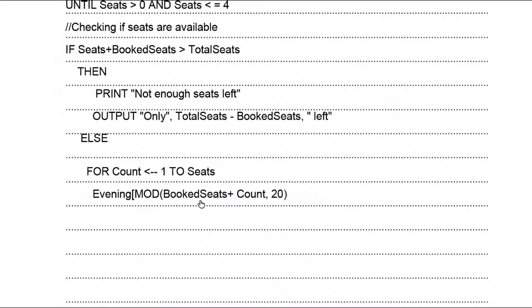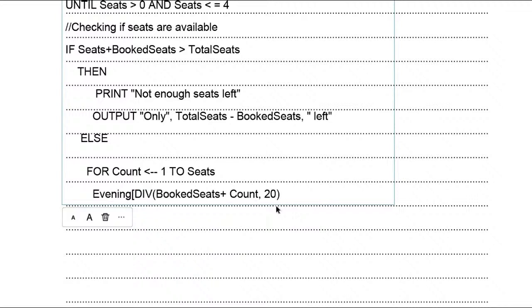In fact, hold on a minute, we should not use mod, we should use the div command. Why is it not editing? Let me try that again. We should use div. For example, if the booked seats are 159 and count is 1, that would mean 160. 160 divided by 20 would give you 8. That means right now you are at the ninth column.